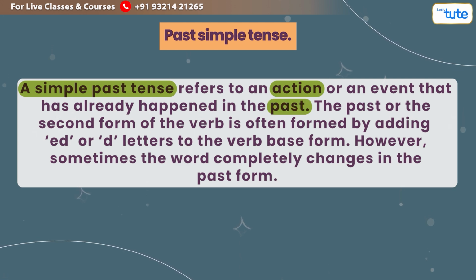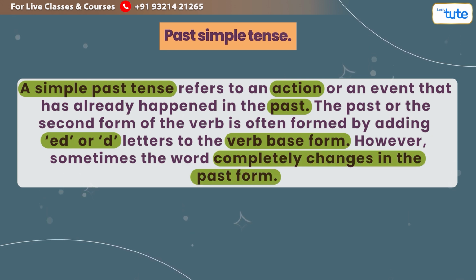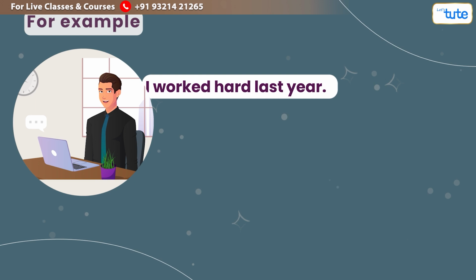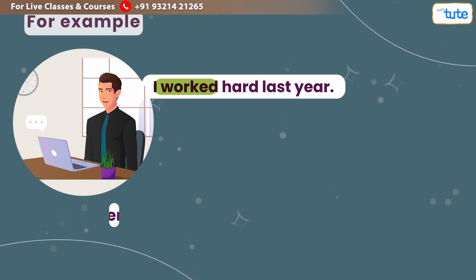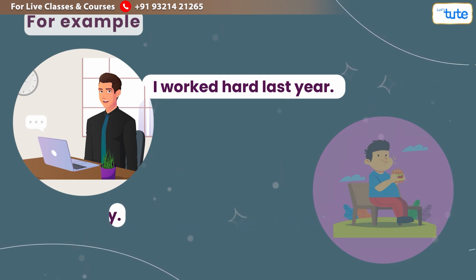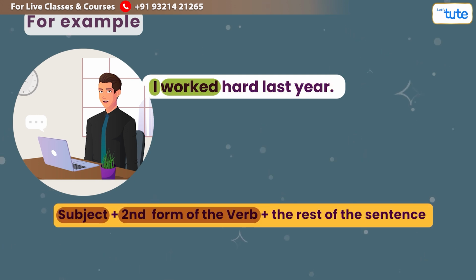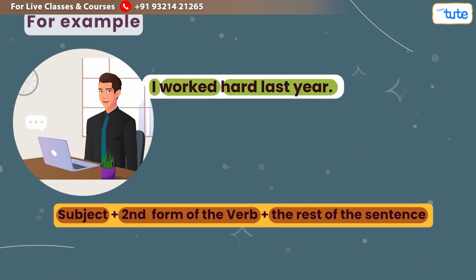The past or the second form of the verb is often formed by adding ed or d letters to the verb base form. However, sometimes the word completely changes in the past form. Example, I worked hard last year. I ate a burger yesterday. The sentence structure of the past simple tense is as follows: I worked hard last year, subject plus second form of the verb plus the rest of the sentence.